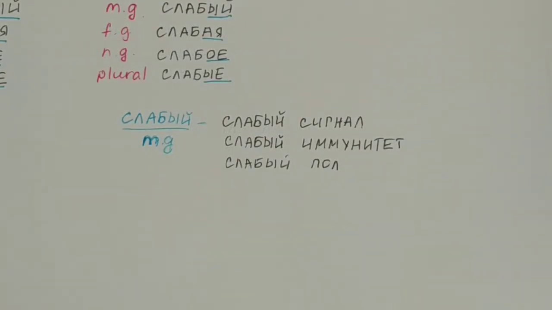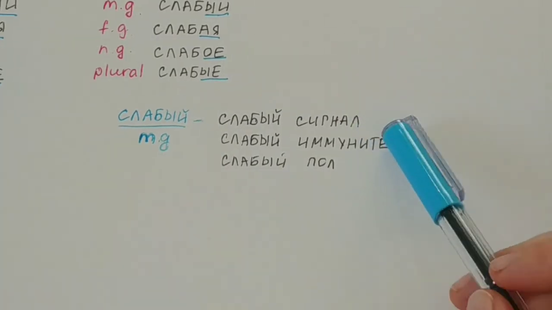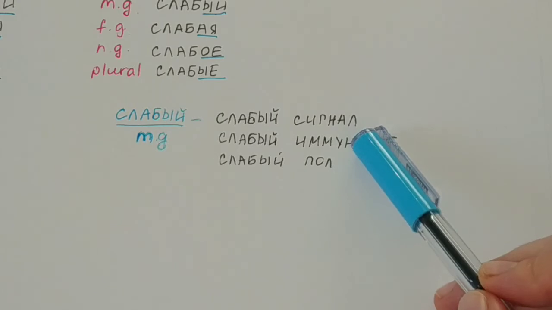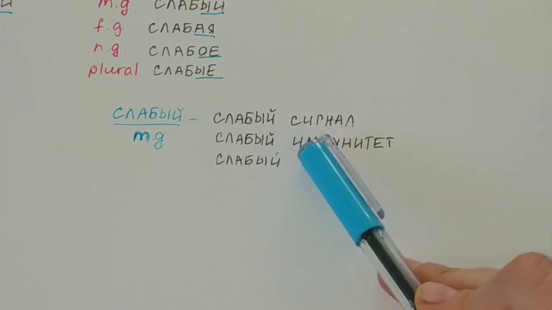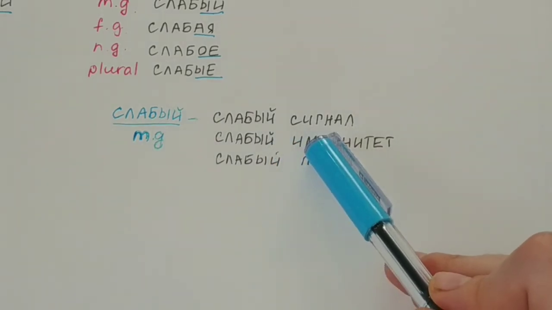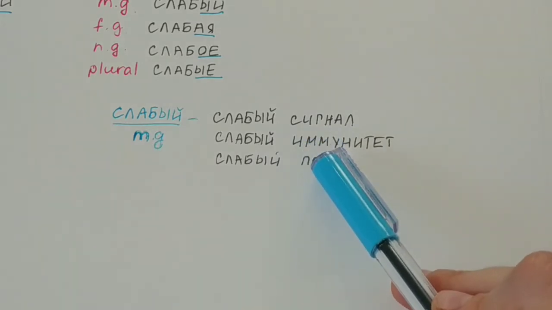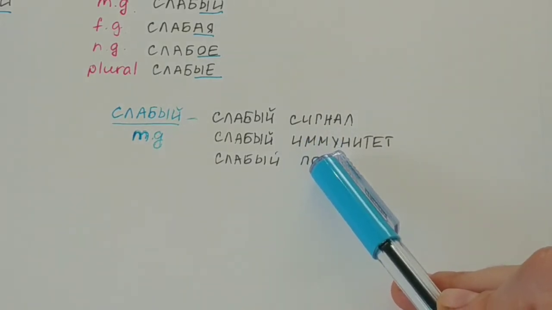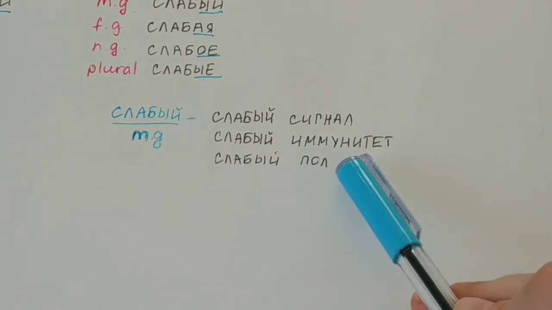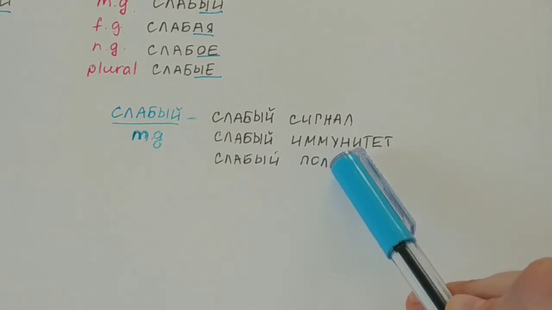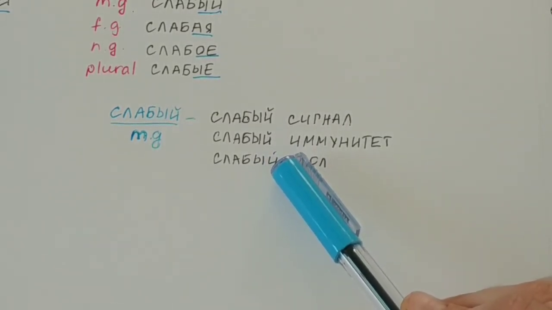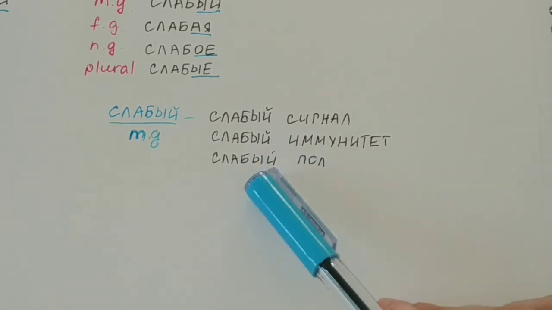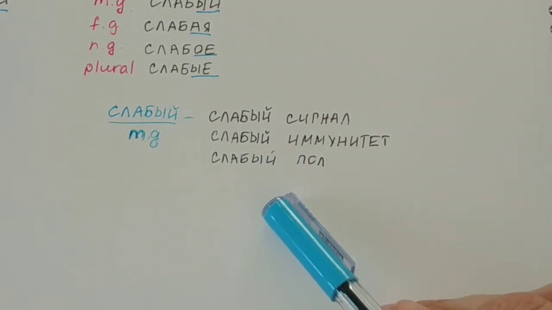So for the masculine gender version of this adjective слабый, let's read these three phrases. First is слабый сигнал. Signal is a noun of the masculine gender. It means signal. So слабый сигнал means a weak signal. Next we have this example, which is слабый иммунитет. Иммунитет means immunity or immune system, so the whole phrase will be translated as weak immunity or weak immune system. And the last example is слабый пол.